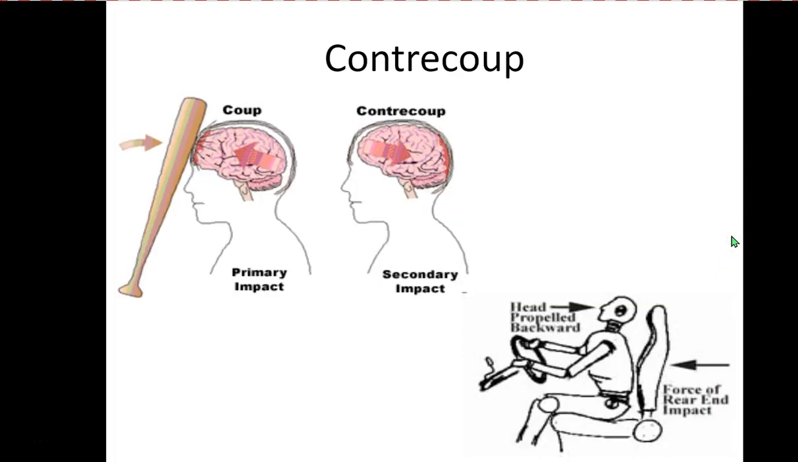Next, let's identify the term counter-coup. A counter-coup fracture is a fracture to one side of a structure, in this case the skull, that is caused by an impact on the opposite side. So for example, a blow to one side of the mandible would result in a fracture on the opposite side. Or here, a blow to the front of the skull results in trauma to the back of the brain.